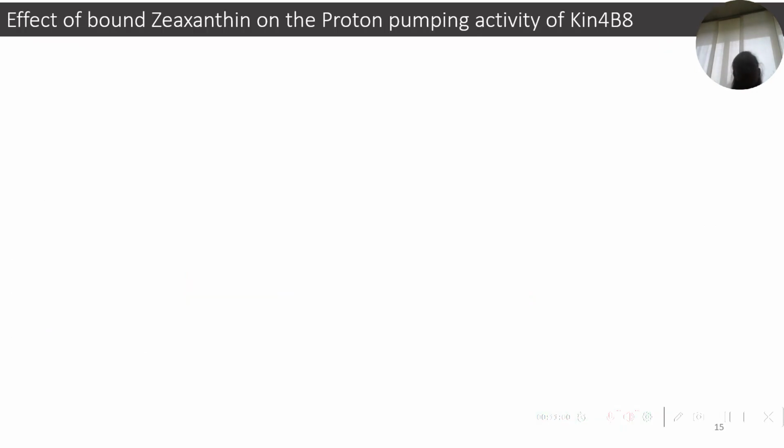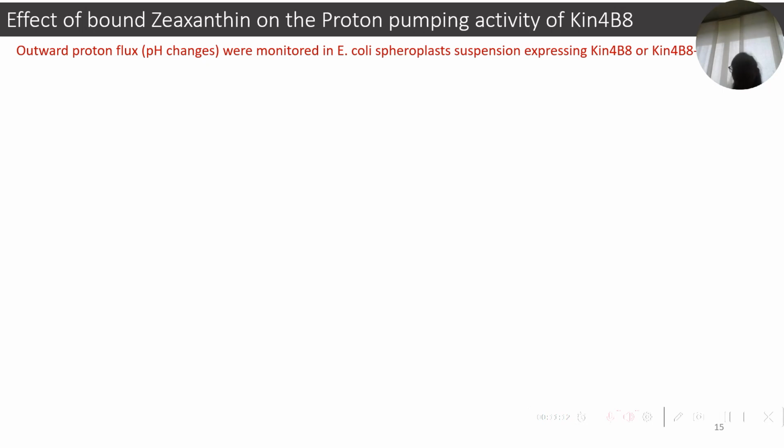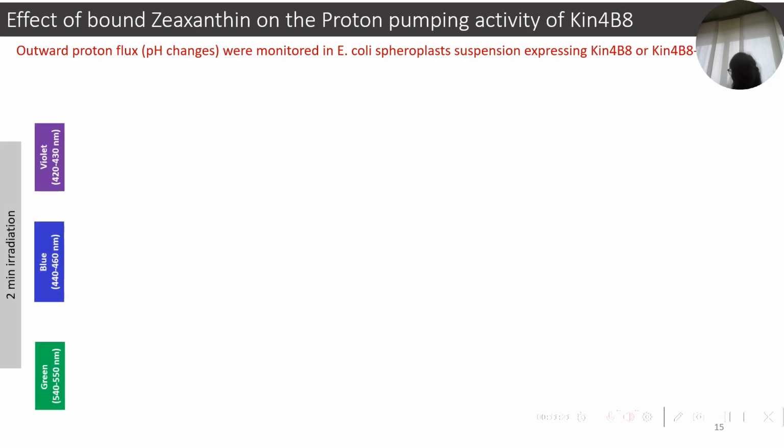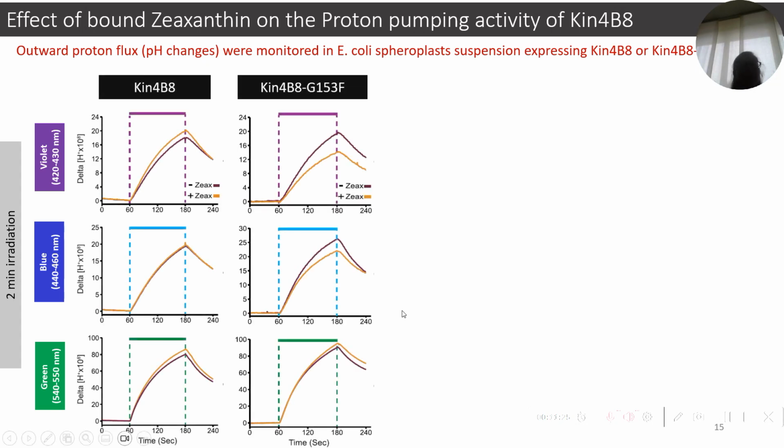Okay, so the next obvious question comes, if there is any functional improvement or any change in the functionality of the protein when it binds zeaxanthin. So for that we tested proton pumping in E. coli spheroplast cells expressing Kinneret 4B8 together with zeaxanthin. And we irradiated the sample with three different light wavelengths. One is a violet region, blue and green region.